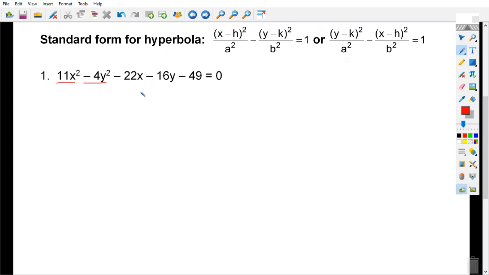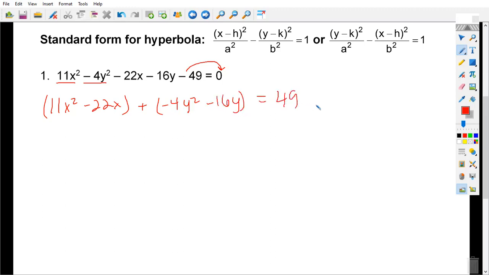Okay. We're going to go through the same steps that we did before. Step 1 is to move the constants and regroup. So my constant is negative 49. It's going to move, and I'm going to regroup. I have 11x squared minus 22x plus negative 4y squared minus 16y equals 49. So we moved our constant and regrouped. One of the biggest mistakes that I see people make is they forget to carry the sign with the term. If you're subtracting, that's adding a negative, so you need to carry the sign with the term.